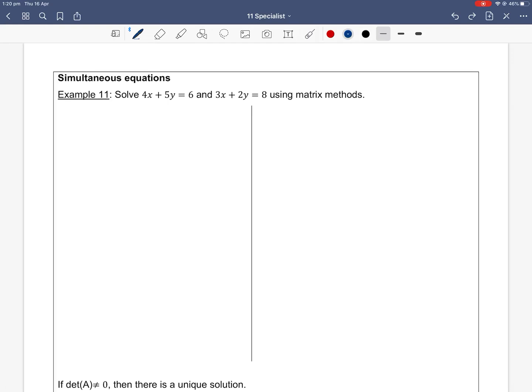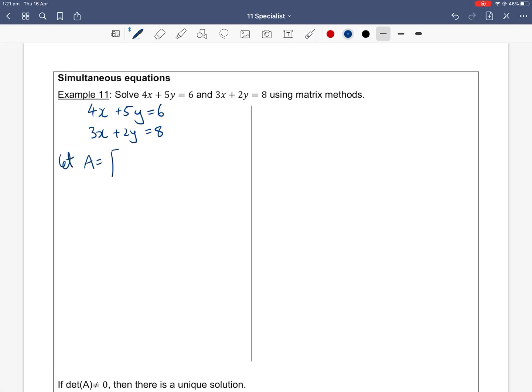So suppose in example 11, we have two simultaneous equations, 4x plus 5y equals 6 and 3x plus 2y equals 8. Two unknowns, x and y, two equations is all we need to solve it. However many unknowns is however many equations you need to solve for your unknowns. So we've got 4x plus 5y equals 6, and I'm going to write the second equation right underneath it. Make sure to stack the x's in the same column and the y's in the same column. So 3x and 2y equals 8.